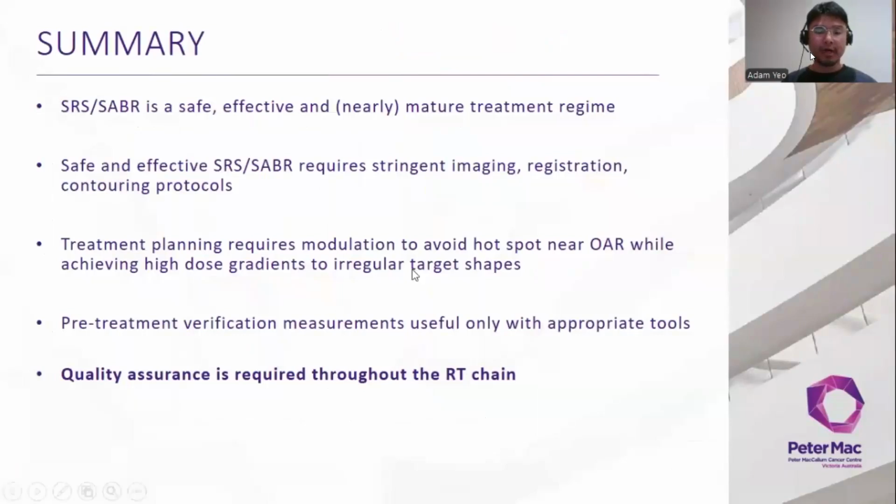The treatment planning requires modulation to avoid hotspots near organs at risk, avoid a ring of fire, maintain the hotspot in the middle of your target, and achieve a high dose gradient for irregular target shapes. Your pre-treatment verification measurements are useful only with appropriate tools and analysis. And as a last take-home message, quality assurance is required throughout the radiotherapy chain, not only the pre-treatment verification measurement, but from the upstream issues; it's better to spend more time there.